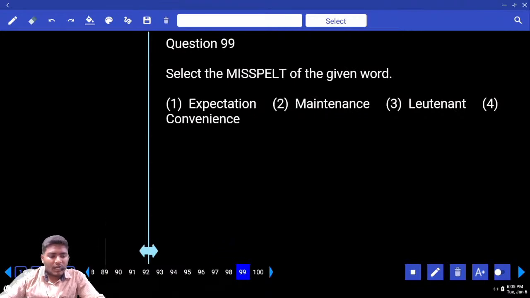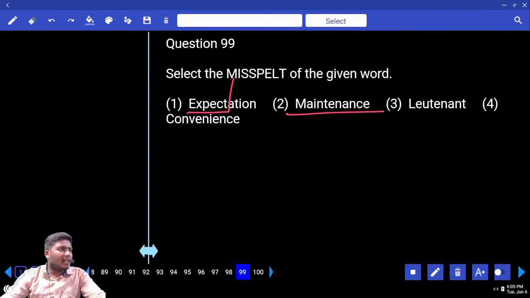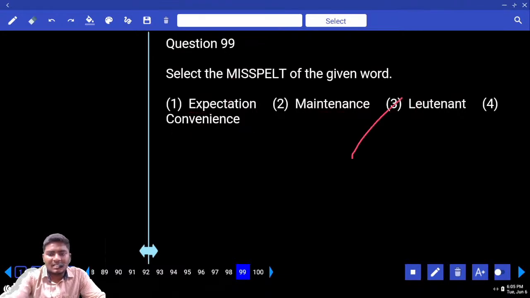Next, move to 99. Expectation. Is the spelling correct? Next, what is the next one? Maintenance. Spelling correct or wrong? Next word is what? Lieutenant. What is the spelling of lieutenant? L-I-E-U. Lieutenant, L-I is missing. Convenience spelling is also fine. Lieutenant is like a chief. Wrongly spelled word comes with 3.